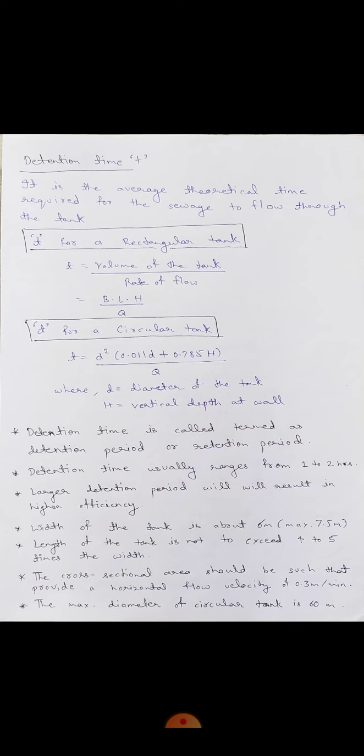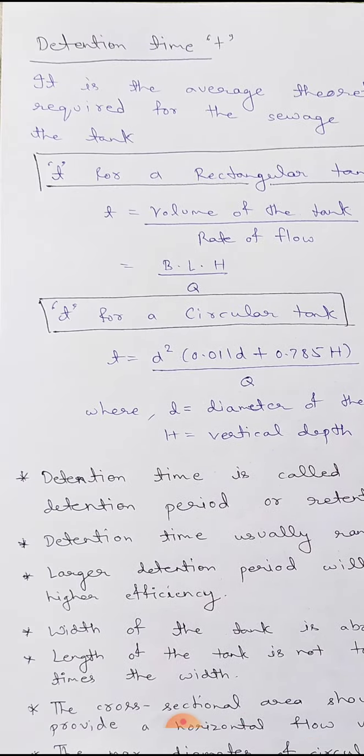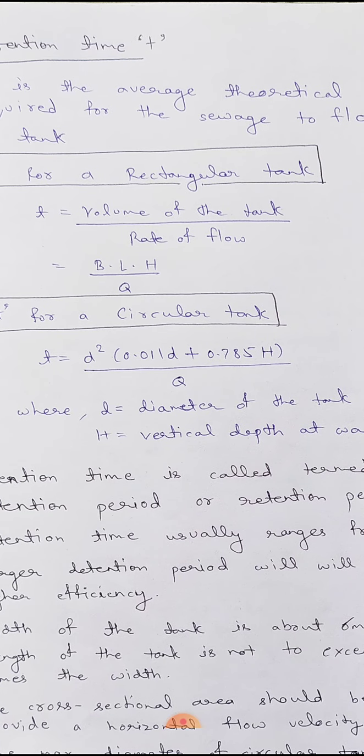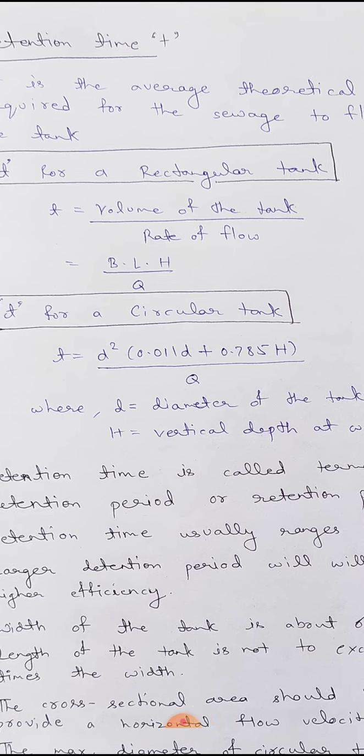Okay. So for t, for a rectangular tank, t can be calculated by t is equal to volume of the tank upon rate of flow. See, small t is equal to, for rectangular tank, volume of the tank upon rate of flow, that is B into L into H upon Q.